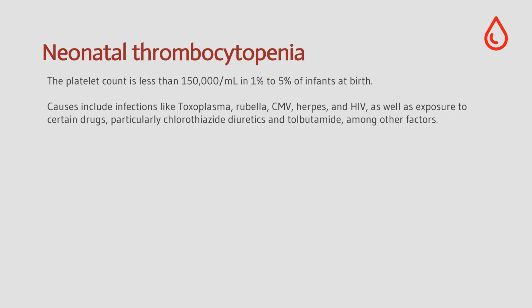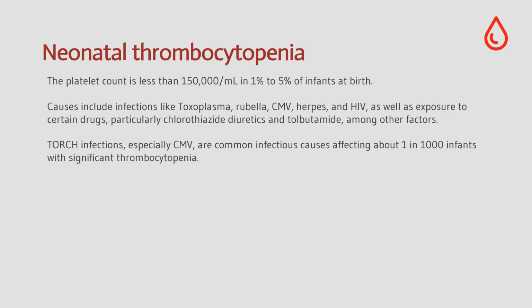Causes include infections like toxoplasma, rubella, CMV, herpes, and HIV, as well as exposure to certain drugs, particularly chlorothiazide diuretics and tolbutamide, among other factors. TORCH infections, especially CMV, are common infectious causes affecting about 1 in 1,000 infants with significant thrombocytopenia. Reports suggest CMV inhibits megakaryocytes, leading to impaired platelet production.